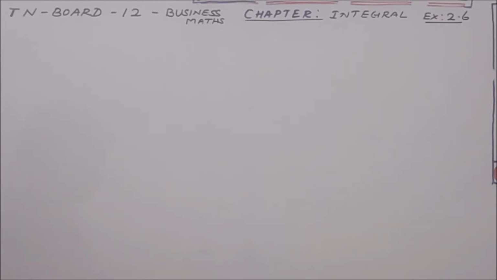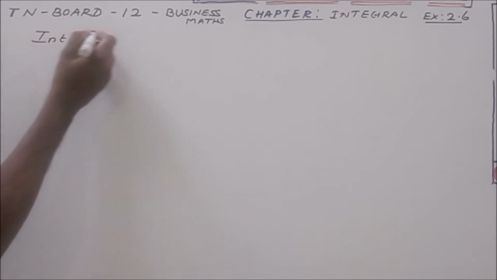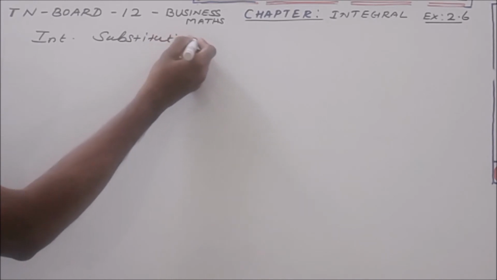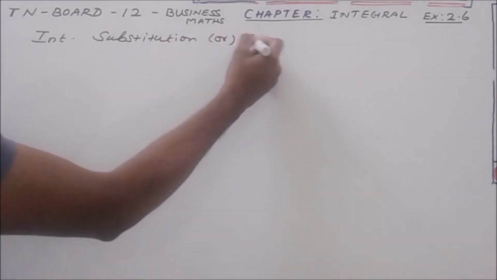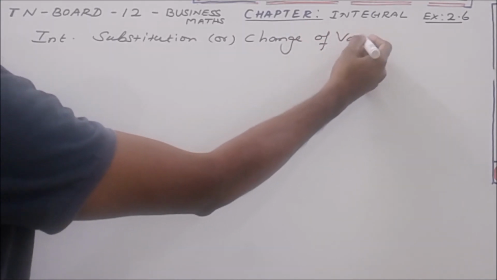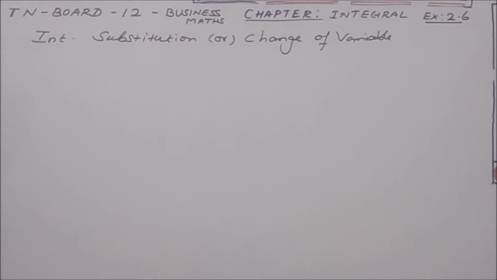Now here I am moving to exercise number 2.6. That is a new topic. I told you that integration by substitution, or change of variable method. That method is known as integration by substitution, or it is known as change of variable method. It is also known as change of variable method. It is familiarly known as the substitution method.